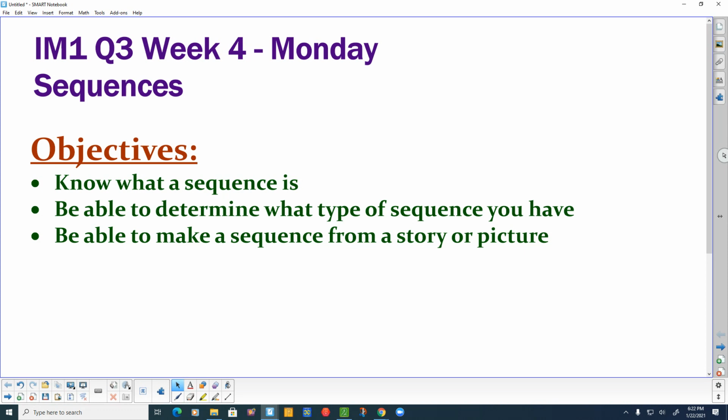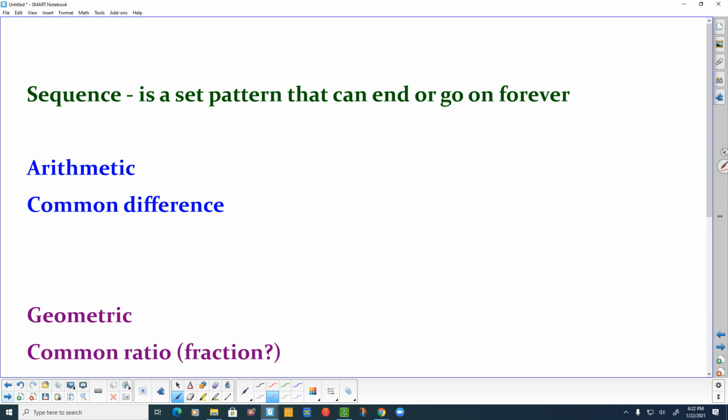Our objective for Monday is, first, know what a sequence is. The second objective is be able to determine what type of sequence you have. So if you're given a sequence of something, what type of sequence do you have? And then the third objective is be able to make a sequence from a story or a picture. So our first one, a sequence.